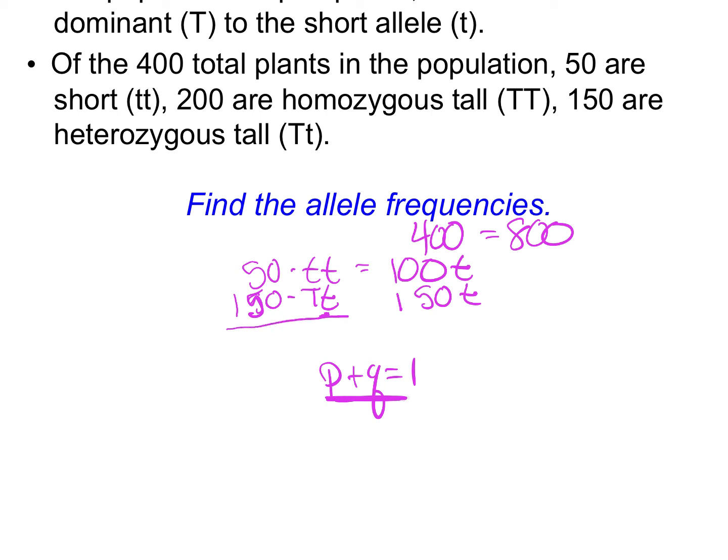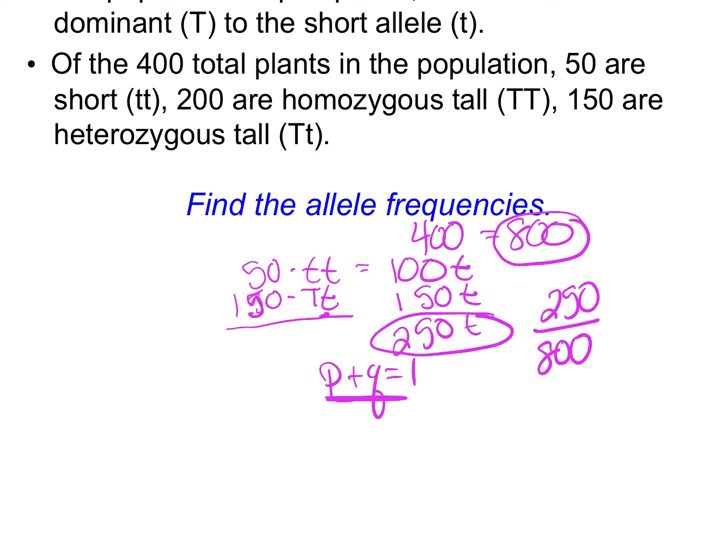So my frequency for the little t: 250 is my quantity. I have 250 little t alleles out there in my population of 800 available alleles. So again, we're going to do part divided by whole. 250 divided by 800, and I get 0.3125. So this is my Q, right? Q equals that answer right there.